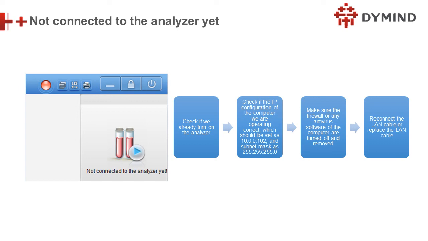Check the IP settings, the configurations of the computer. What should they be? The computer should be 10.0.0.102, and the subnet mask should be 255.255.255.0. This setting should be correct.